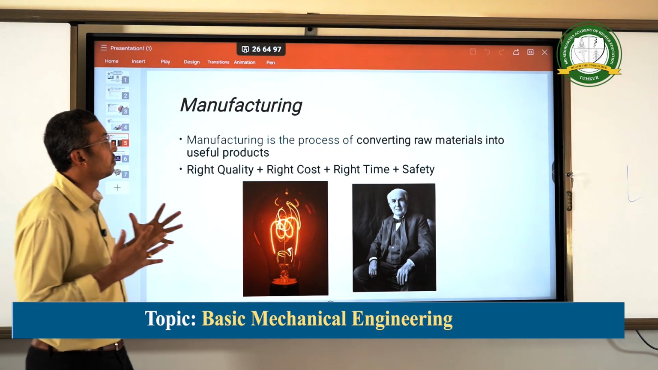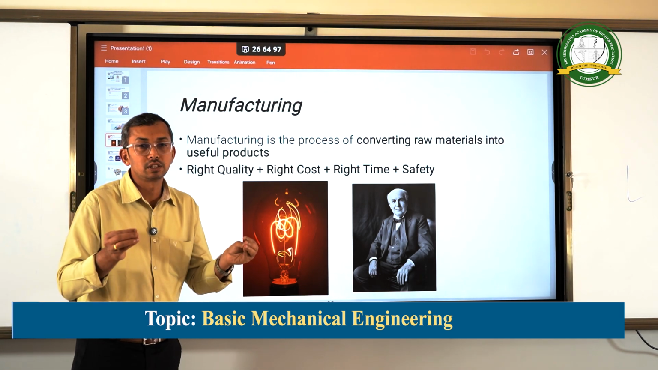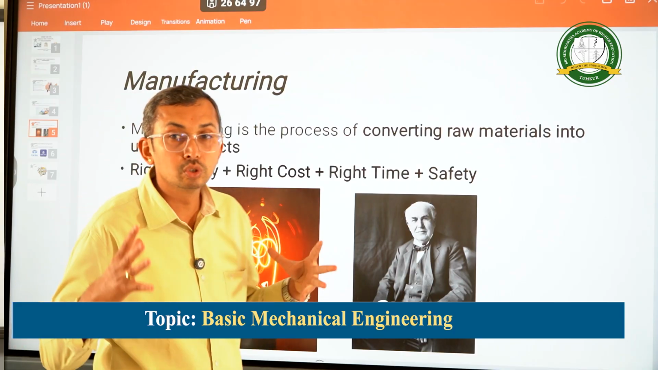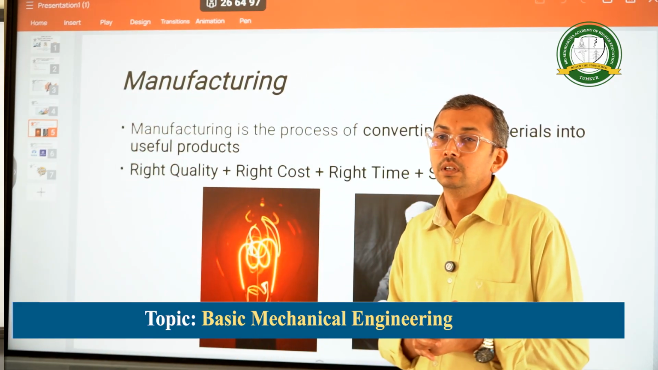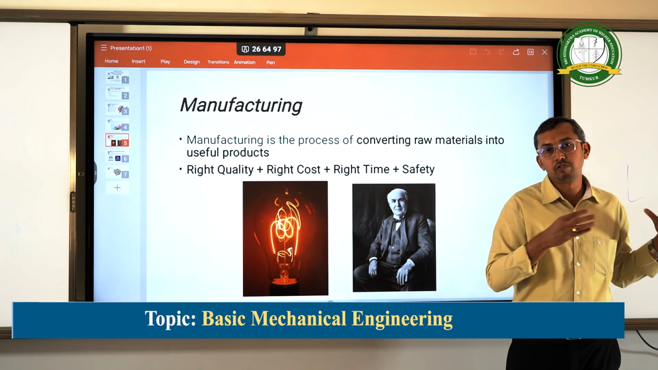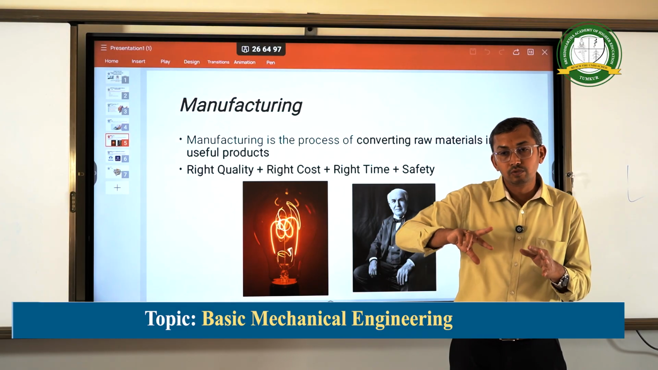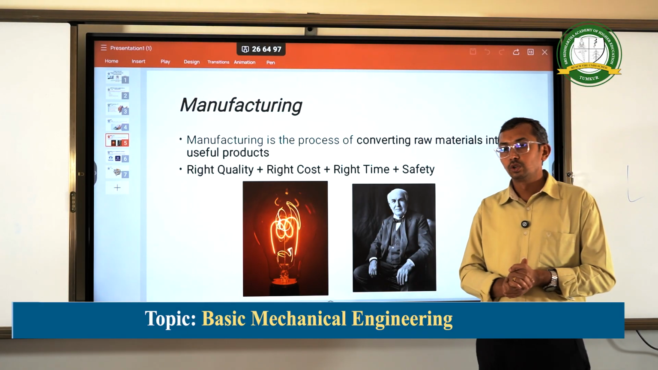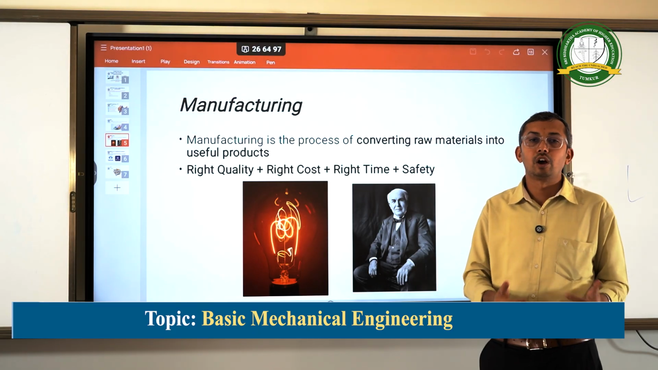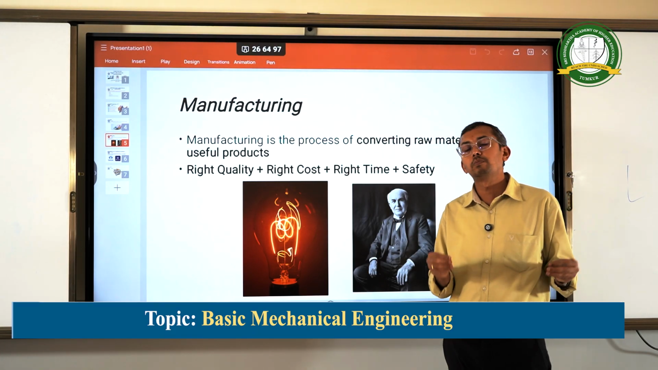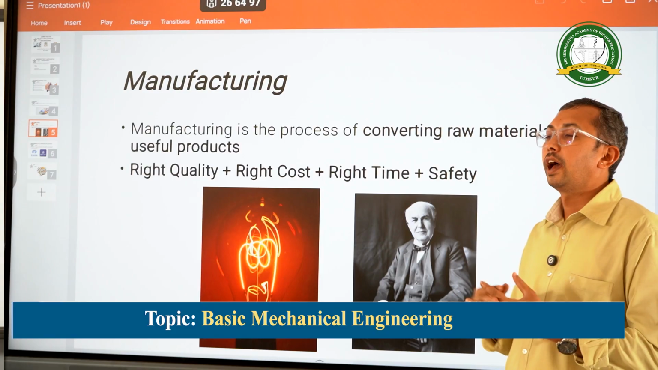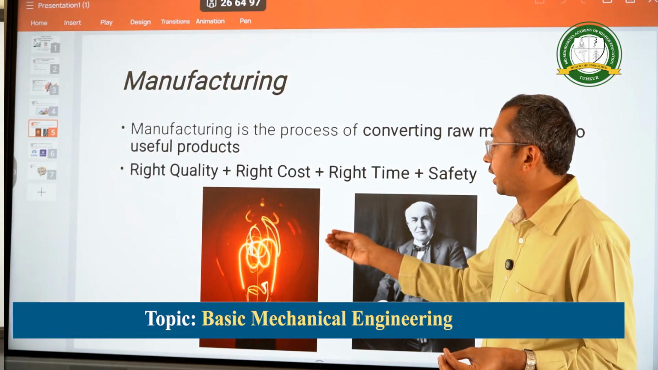Next one, manufacturing. Manufacturing is the process of converting raw materials into useful products. See, we have n number of raw materials. How are we going to produce a useful product from them? To explain in a better way how manufacturing plays a very important, key role in the field of mechanical engineering, I have taken the example of the electric bulb.